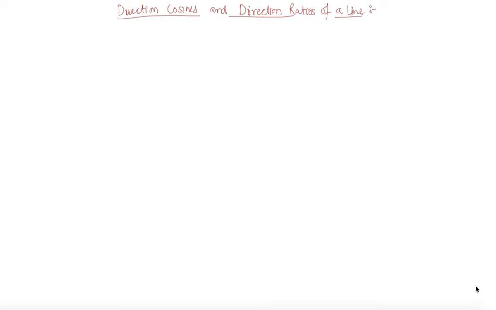So today we are starting a new chapter named three-dimensional geometry. And we'll start this chapter with the terms direction cosines and direction ratios of a line. Students, in the last chapter on vectors, we have also studied these terms.